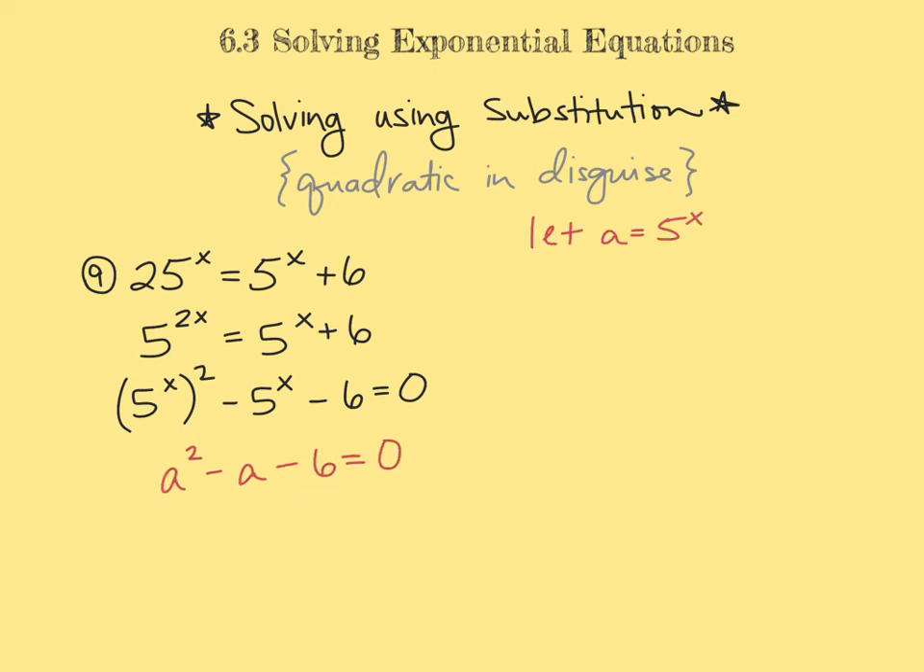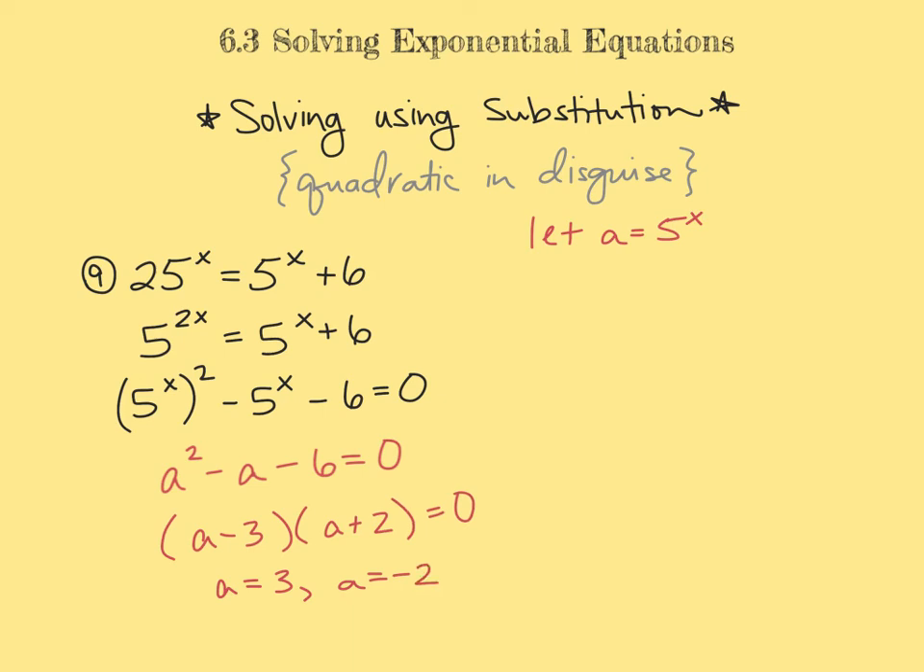From here, this is a pretty easy quadratic trinomial to factor. Two numbers that multiply to -6 and add up to -1. We'll have (a - 3)(a + 2) = 0. That means that a equals 3 and a equals -2.